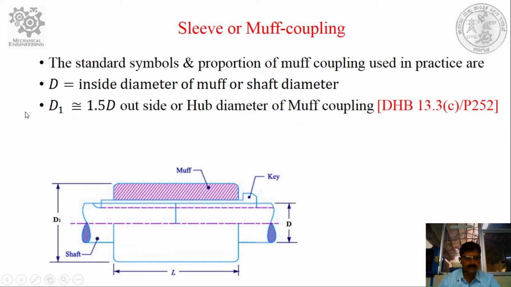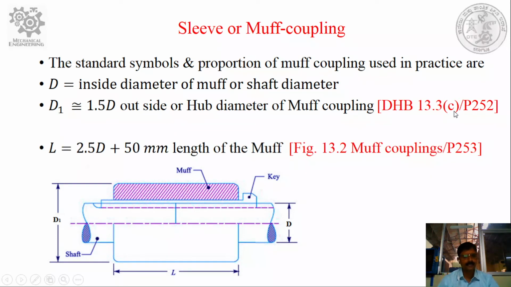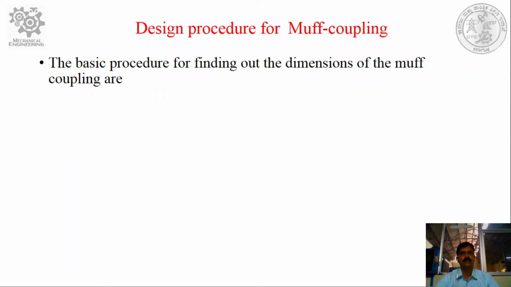Now we can see the usual proportions in the design data handbook in equation number 3.3c, page number 252. And the length of the muff coupling is 2.5 D plus 50 millimeter, the length of the muff. Now we can see this relation in figure 3.2, muff couplings, page number 253.